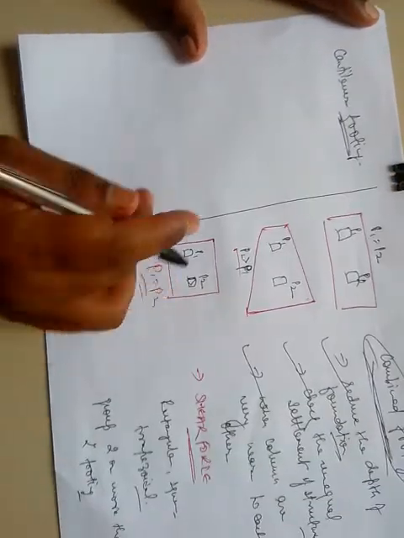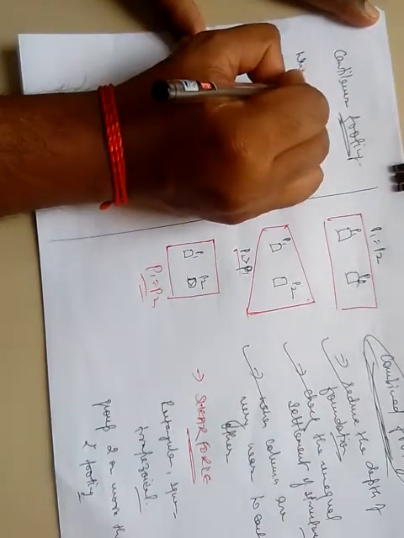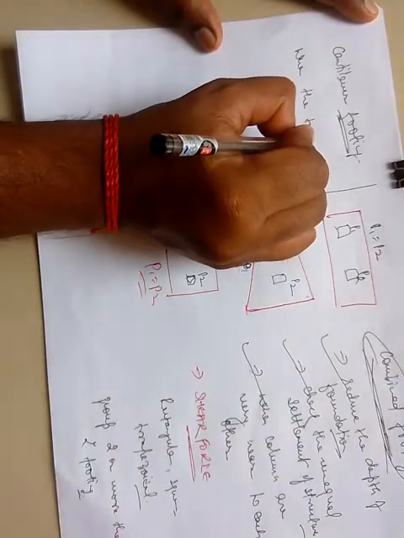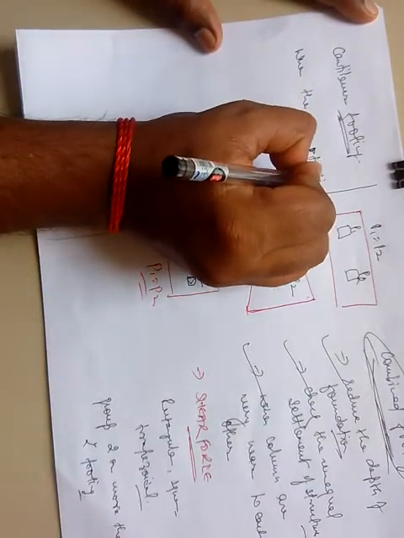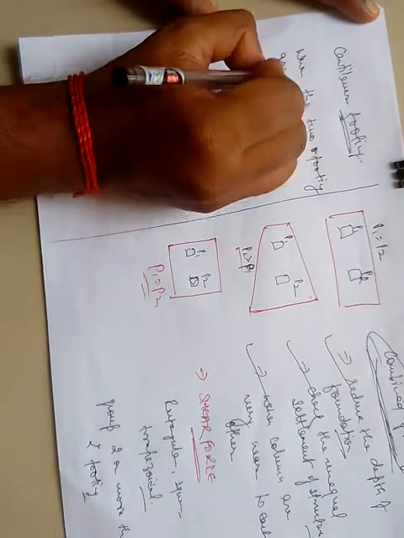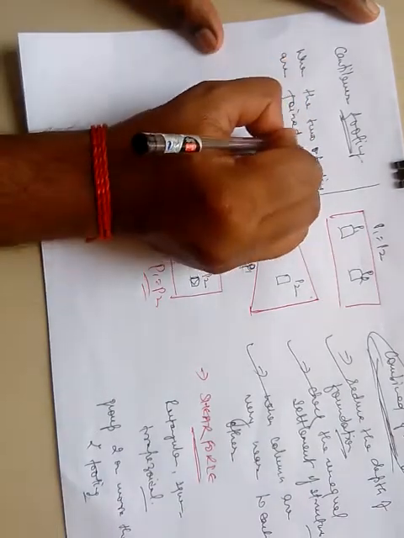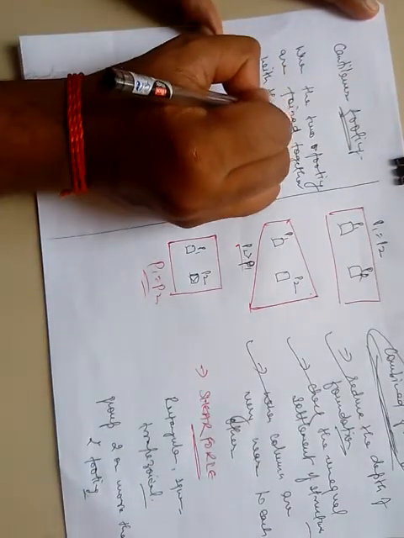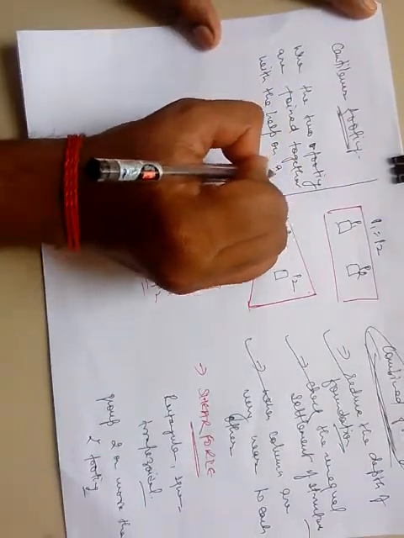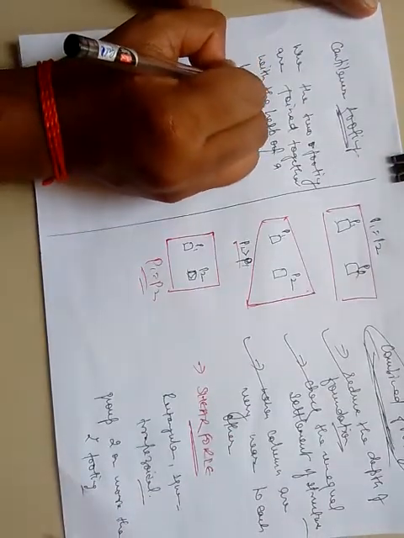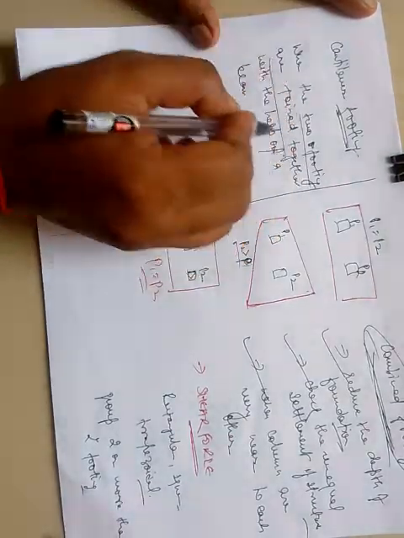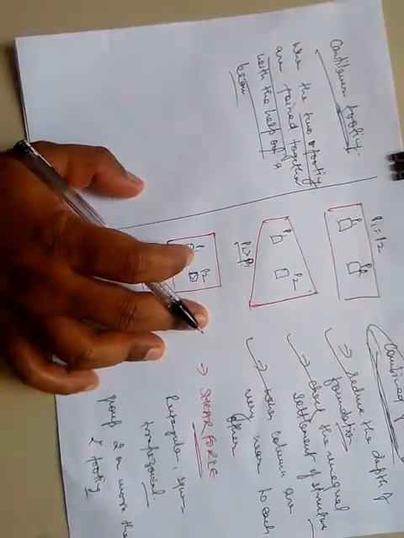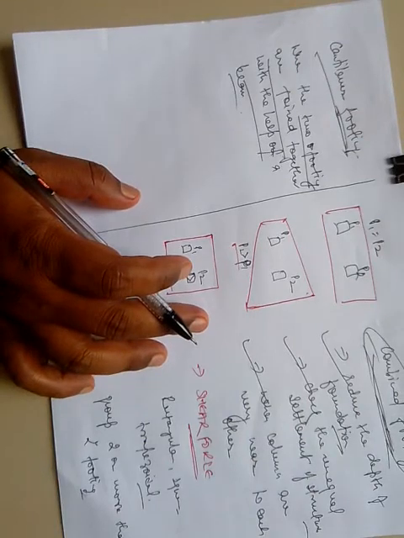Cantilever footing. Okay, so when two footings are joined together with the help of a beam, then that type of footing is known as cantilever footing.